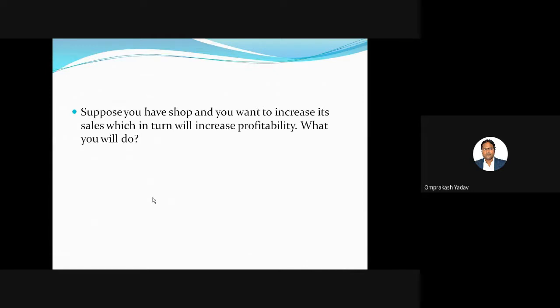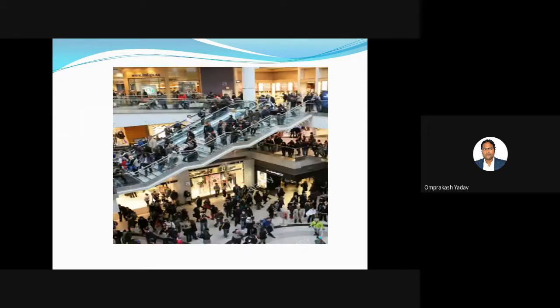So this is the problem, right? For example, we have any shop or mall, and we want to increase the sales, which will in turn increase the profitability. Now what should we do? Suppose these are the kind of customers who keep coming to our mall or shop daily, and we have to analyze them.